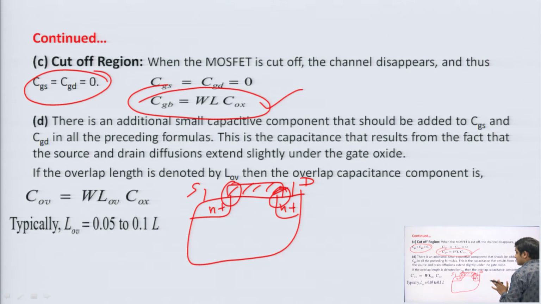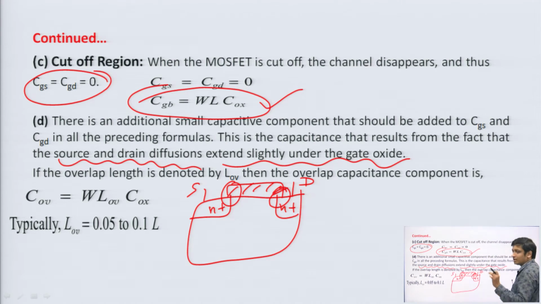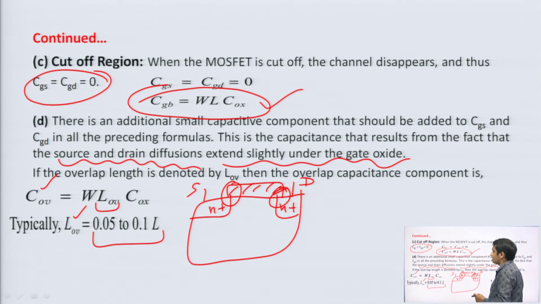This overlap capacitance results from the fact that the source and drain diffusions extend slightly under the gate oxide. Due to that overlapping, this capacitance is formed, called COV, and the value of COV is W into LOV. LOV is the overlap length over which overlapping occurs. The value of the overlap length is approximately 0.05 to 0.1 L. So, this is just a small introduction of the gate capacitances and their values.